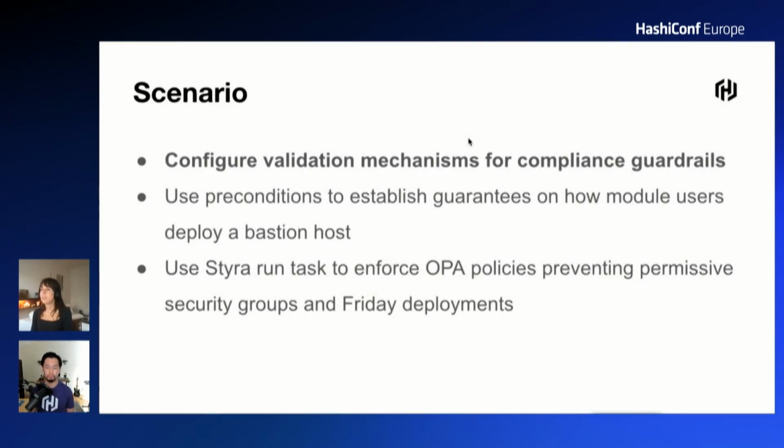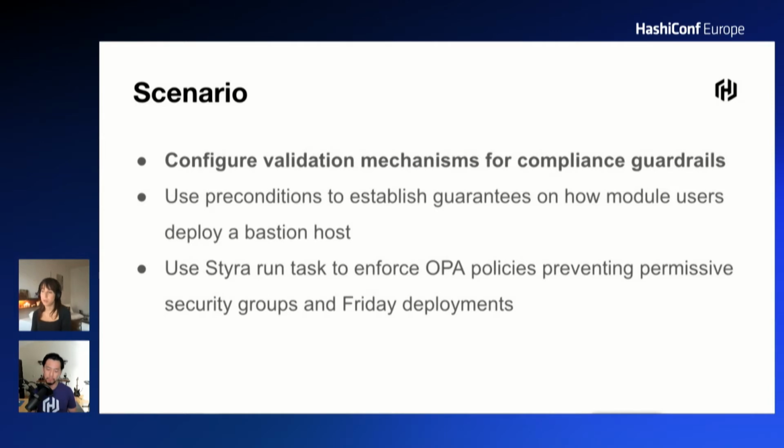So in this workshop, I'll be going through a HashiCorp Learn tutorial to show you how you can configure validation mechanisms to establish some of these compliance guardrails within your own environments. So first, I'm going to show you how to use a precondition within a module, and specifically, I'm going to use one to prevent over-provisioning a Bastion host with too many CPUs.